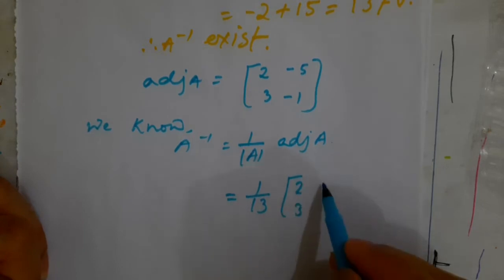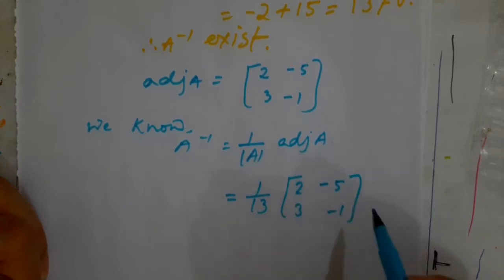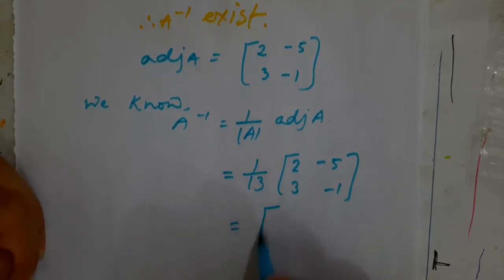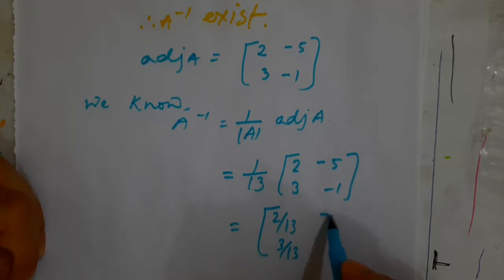1/13 adjoint of A: 2, 3, -5, -1. So the inverse is 2/13, 3/13, -5/13, -1/13. That's it.